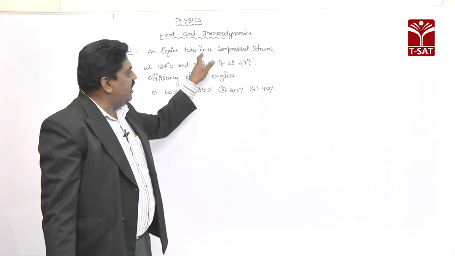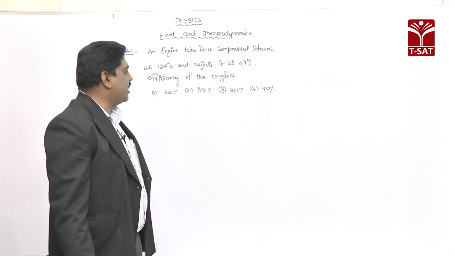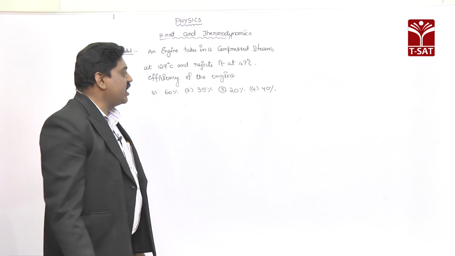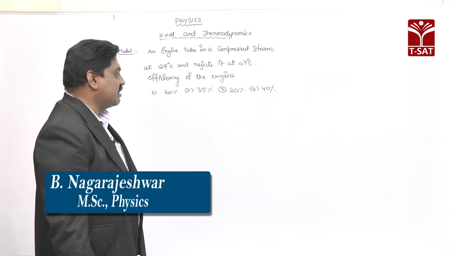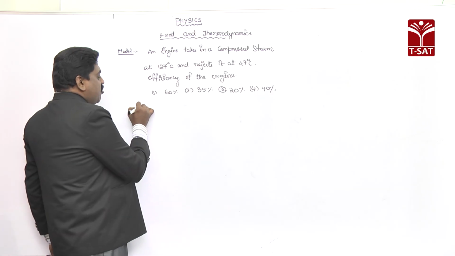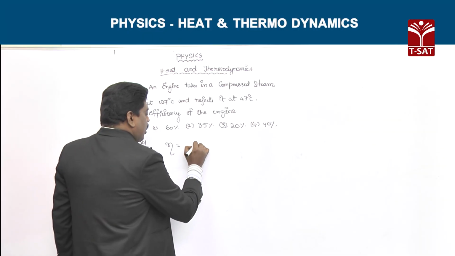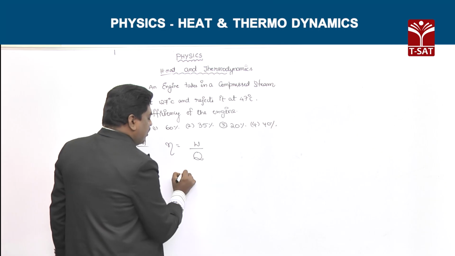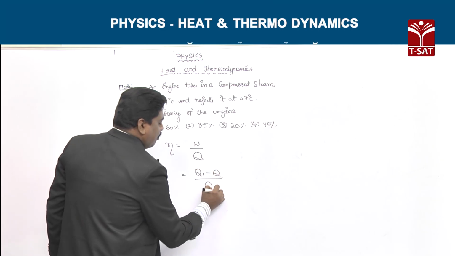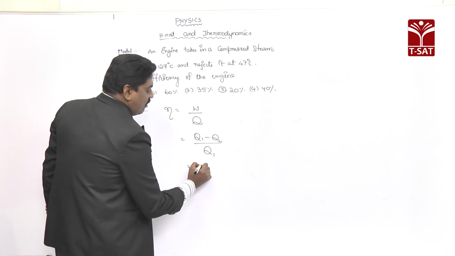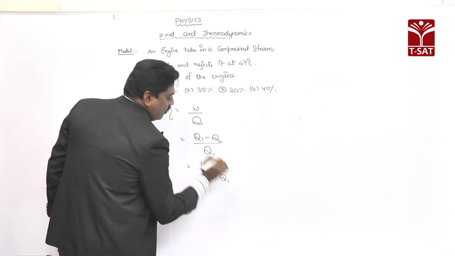An engine takes in compressed steam at 127 degrees Celsius and rejects it at 47 degrees Celsius. The efficiency of the engine is. This kind of model usually comes under the Carnot cycle, in which efficiency eta is equal to W by the quantity of heat supplied. W is given as Q1 minus Q2, and the quantity of heat supplied is Q1, and from this we can get it as 1 minus Q2 by Q1.